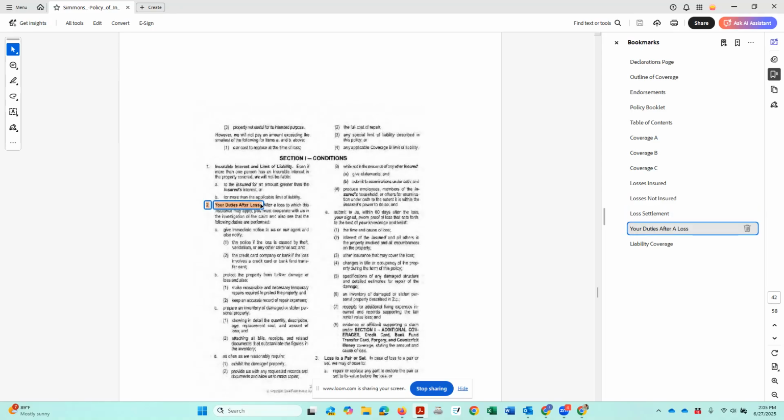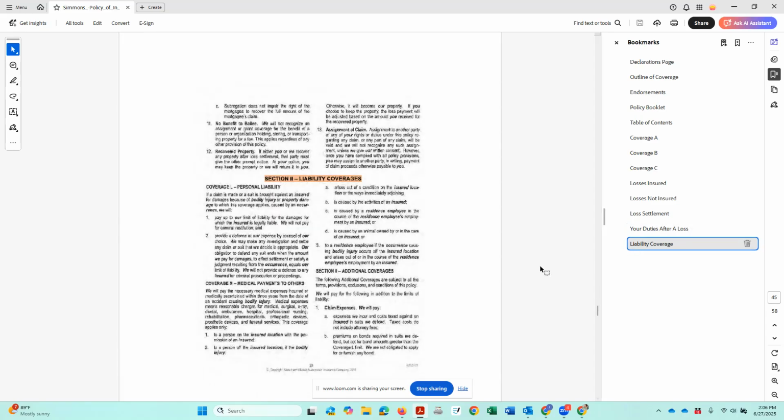Definitely be familiar with this portion of the policy because it provides things that you need to do. For instance, protecting the property. It says protect the property from further damage or loss, and also make reasonable and necessary temporary repairs required to protect the property, and keep an accurate record of repair expenses.